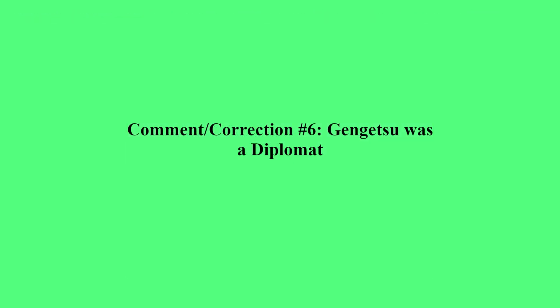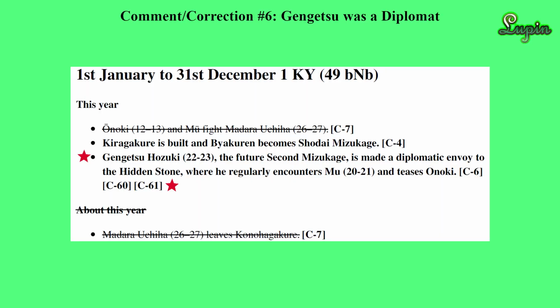Section number 6. Gengetsu was a diplomat. As stated in section number 4, the land of water and earth are as far apart from each other as you can get. We know Gengetsu did in fact interact with Onoki and Mu, and he must have done so very early in the era of the hidden villages. But that being the case, why did he go over there? That's an awfully long trip. Whatever the reason, it wasn't hostile.